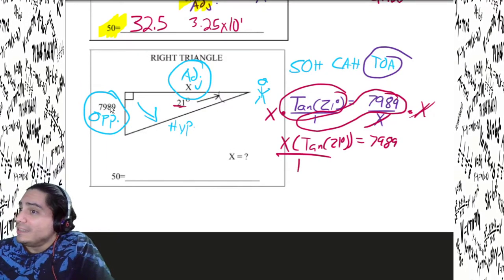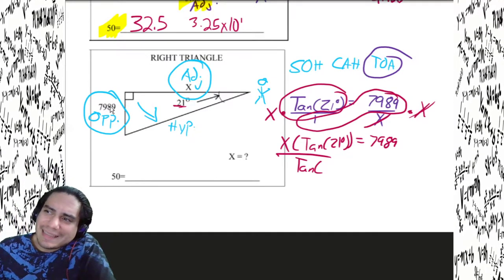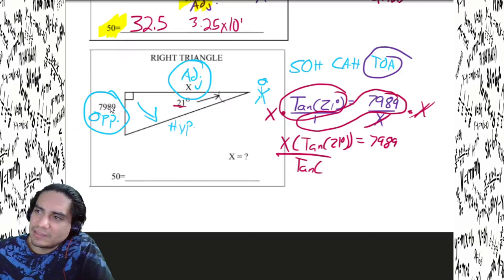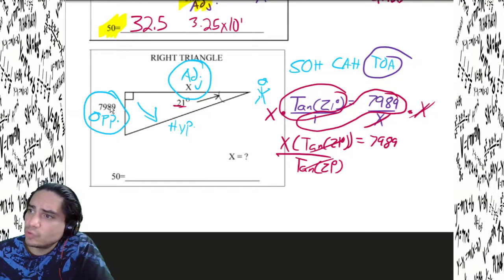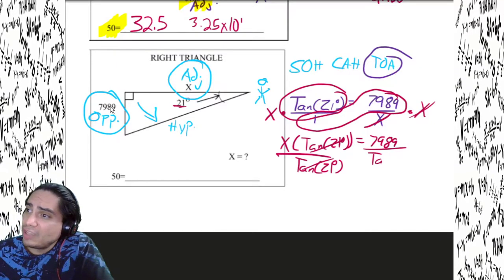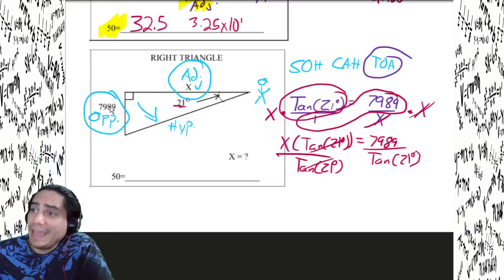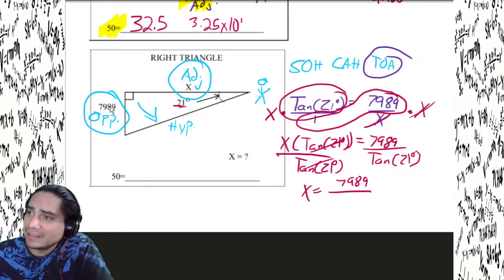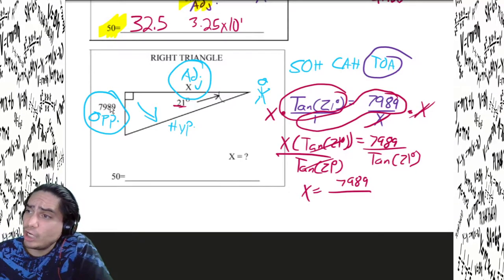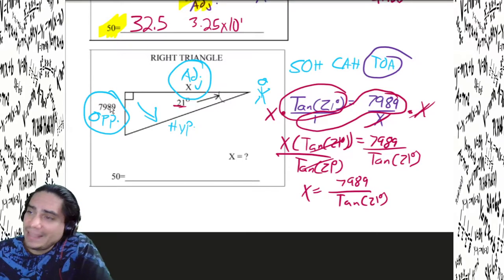The next step after that, we did that because we don't ever want x in the denominator. Next step is that we're going to divide both sides by the tangent of 21. Remember, whatever you do to one side, you do to the other side. And guess what? We end up with the actual algebraic way of setting this up. We got x is now equal to 7,989 divided by the tangent of 21 degrees. That's how you set this up.